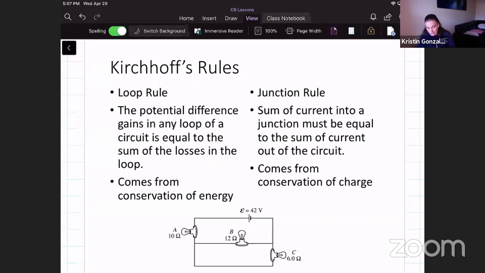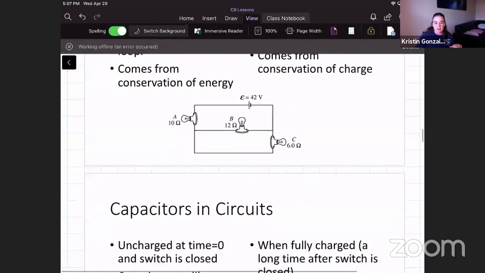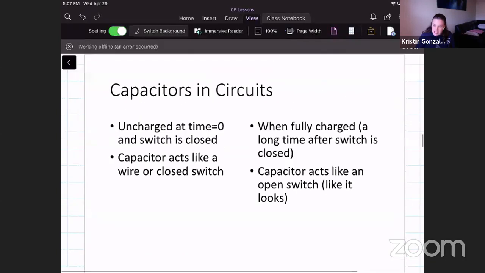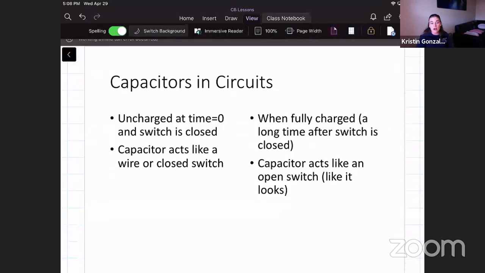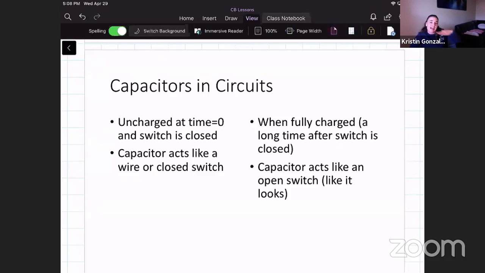Okay. If you're not really familiar with those, you might want to watch our past 2 videos because that's where we really kind of dug into those and looked at those specifically. Okay. So we're going to add in capacitors today too. We talked about these a little bit before with capacitance and how they behave. But again, as a reminder, when we have capacitors in a circuit, when they are uncharged and we flip a switch, initially at that time equals 0, those capacitors are going to act like a wire or like a closed switch. After a long time, when they are fully charged, they're going to act like an open switch or in some cases a short circuit.